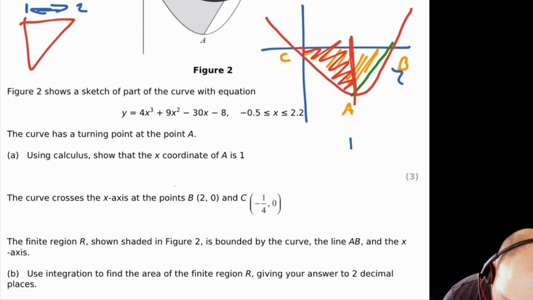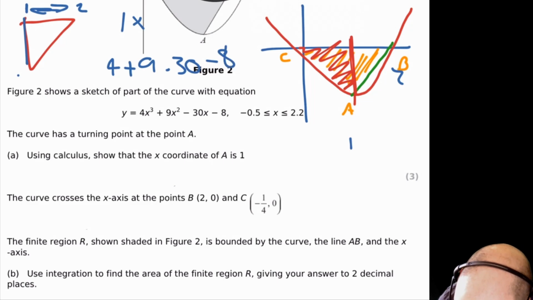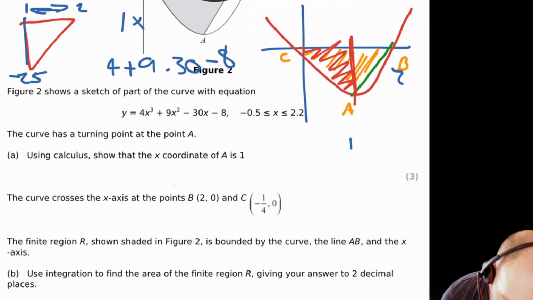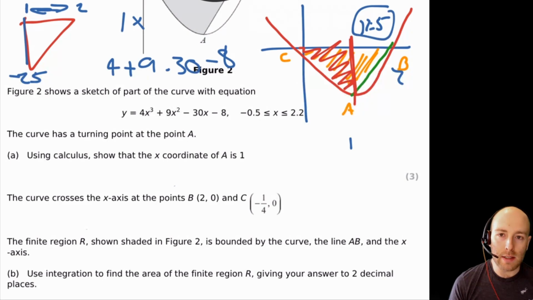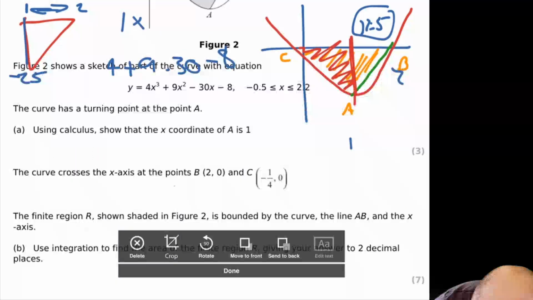So that gives me a base of 1 on this triangle. If I put my x coordinate in, I can find my y coordinate. So we get 4 plus 9, take 30, take 8, which gives you minus 25. So the area of the triangle is going to be half of 25, which is 12.5. Right, so that's the area of the triangle. All I need to do then is integrate from C. C is the other point across the axis, which I did have, but I think I've now deleted. So C is going to be minus a quarter, yeah, cool.